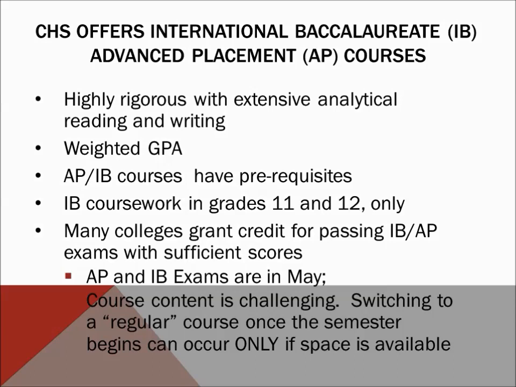Now, as a sophomore, your schedule won't have any IB courses because those courses do not start until the 11th grade year. Likewise, most of our students don't start AP coursework until their 11th grade year as well. There are some cases in which a sophomore might be ready for an AP math course or potentially an AP science course, but for the most part, most IB and AP coursework will happen in the 11th and 12th grade years. You should also know that many colleges will grant credit for passing the IB and AP exams with sufficient scores. Those exams aren't taken until May of your junior and senior year. So you still have plenty of time to prepare for and think about this.